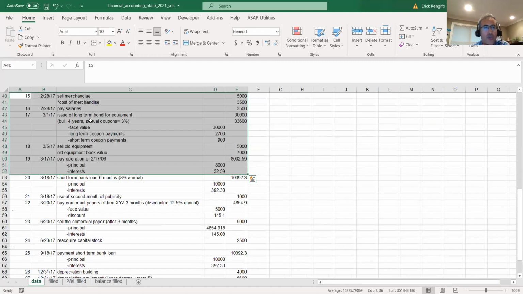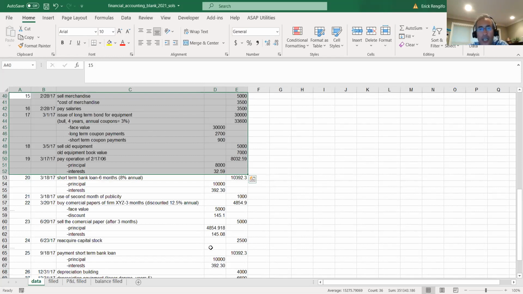17 is I issue a long-term bond. Okay, so here we need to pay attention, guys. We do a long-term bond for equipment, okay? It's going to be a 3 years bond, annual coupons 3%. Face value, $30,000. Long-term coupon payments, 2,700, and short-term coupon payments, 900. So short-term coupon payments means it's going to be paid in this year, okay? And the 2,700 are going to be paid in the future, got it? Okay, so how do we do that?